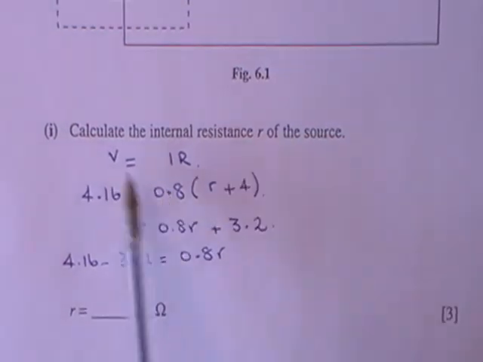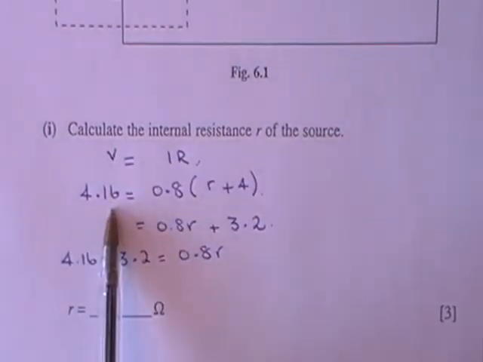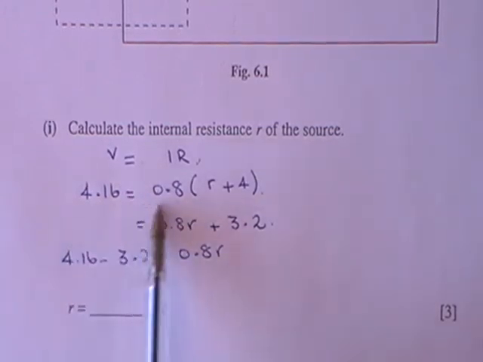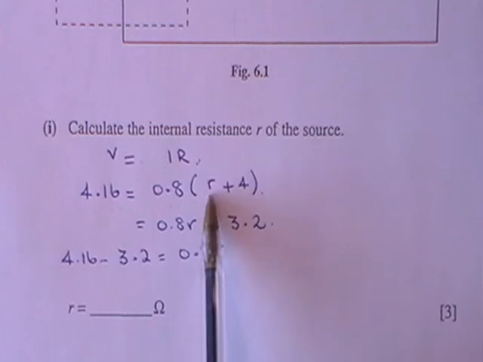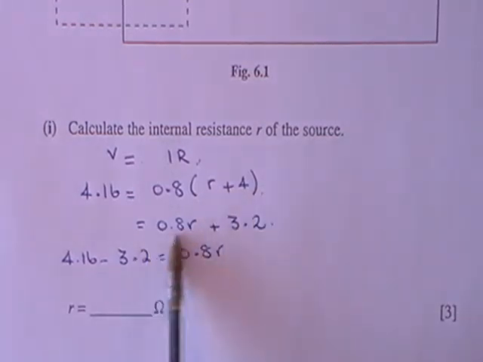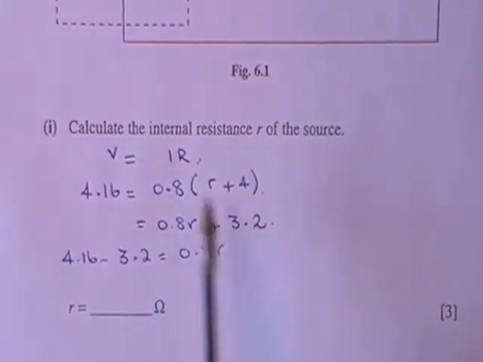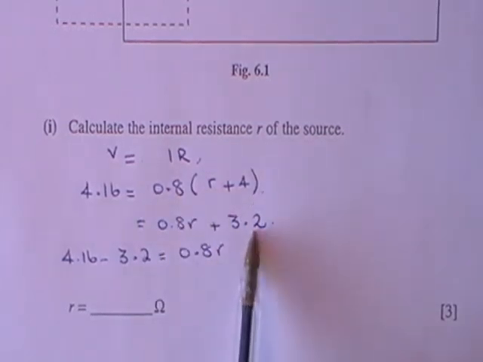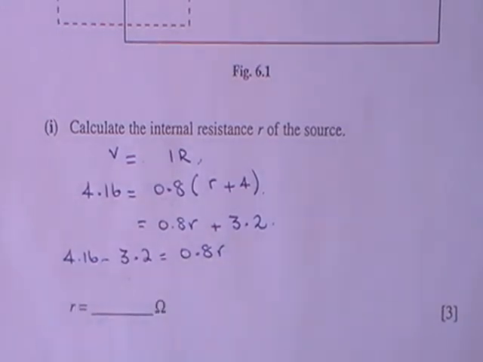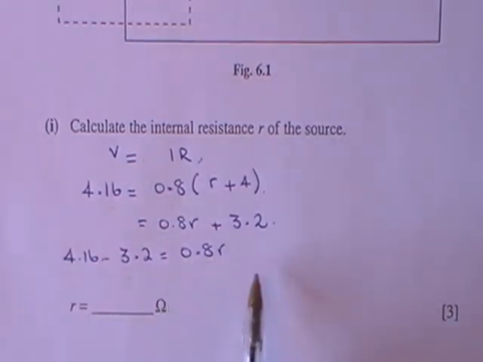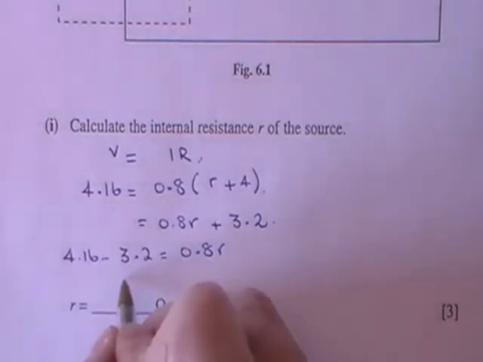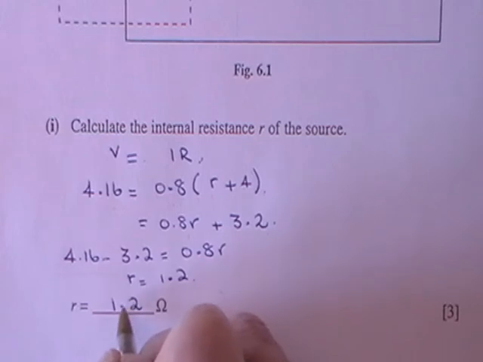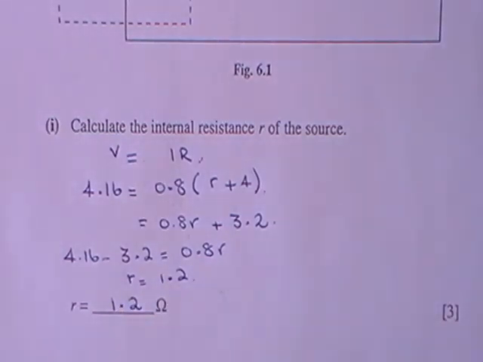Okay, so I'll just run through that again. V is equal to IR. The total V is the EMF of the battery, which is 4.16 equals 0.8 times total resistance in the circuit, which is r plus 4. And that's equal to 0.8 small r plus 3.2 when you multiply out the 4 and the 0.8. To solve that, bring the 3.2 across, it becomes minus 3.2. That's equal to 0.8 r. And therefore, r comes out to be 1.2 ohms.